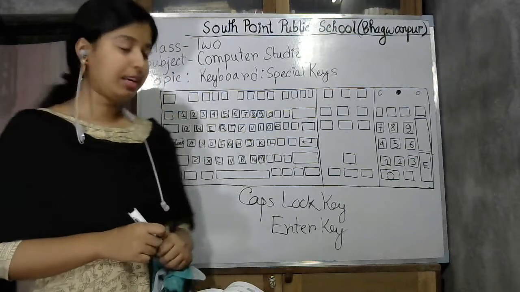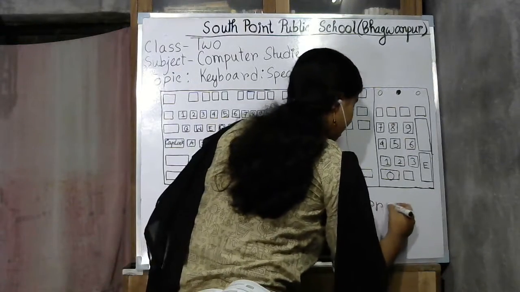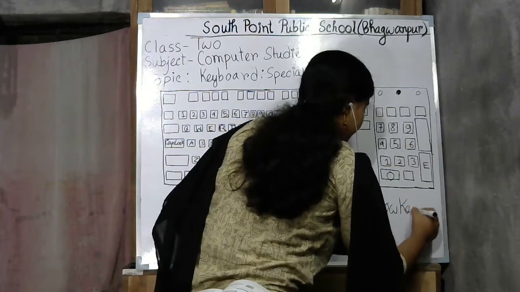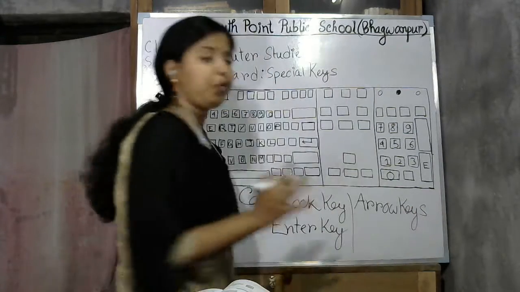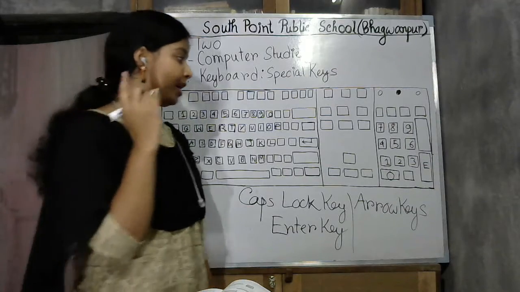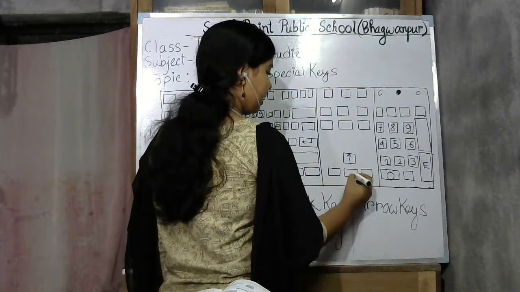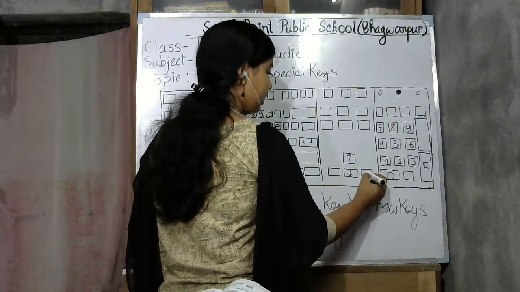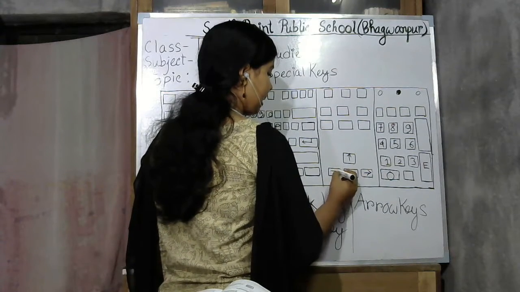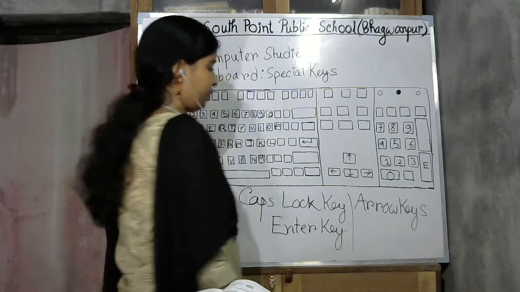Next comes arrow keys. A-R-R-O-W, arrow keys. There are four arrow keys on the keyboard. Where? Look. It is the up arrow key, the down arrow key, the right arrow key, and the left arrow key. And what are their functions?